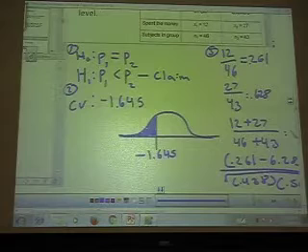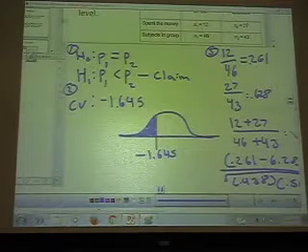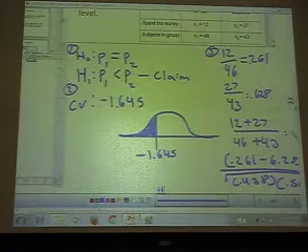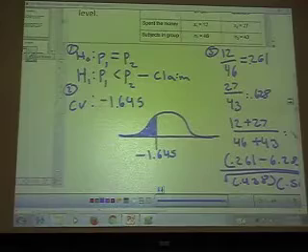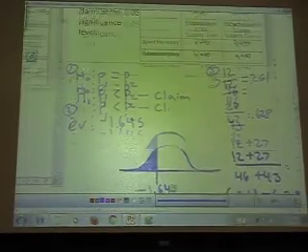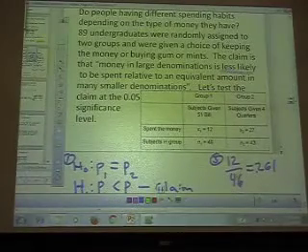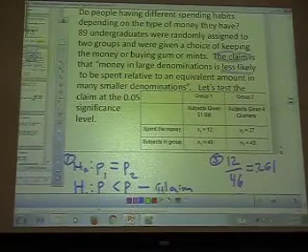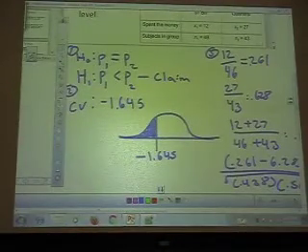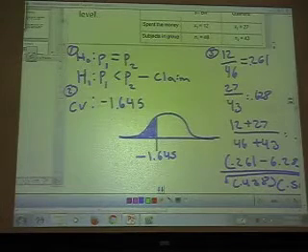So I drew a picture to make it easier for myself. Then I found what I needed to find, so I found P hat. So a couple questions. One, how'd you know the claim was less than? It says less likely. The claim is less likely. Okay, great. And why is this negative? Because it's the left tail, less than, so it has to be negative.